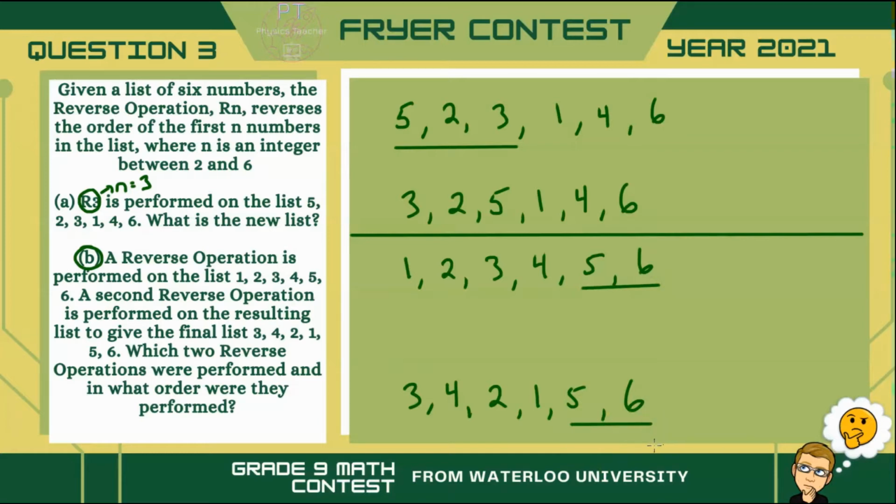So it'd be reasonable to assume that the operation was R4 or less. So let's try doing R4 to start with. If we did an R4 on this first list, it would become 4, 3, 2, 1, and we still have 5 and 6. Now you can see 2, 1 and 2, 1 are in the same position. What happened is 4 and 3 get reversed. So the second operation would be an R2 operation to get that final list.